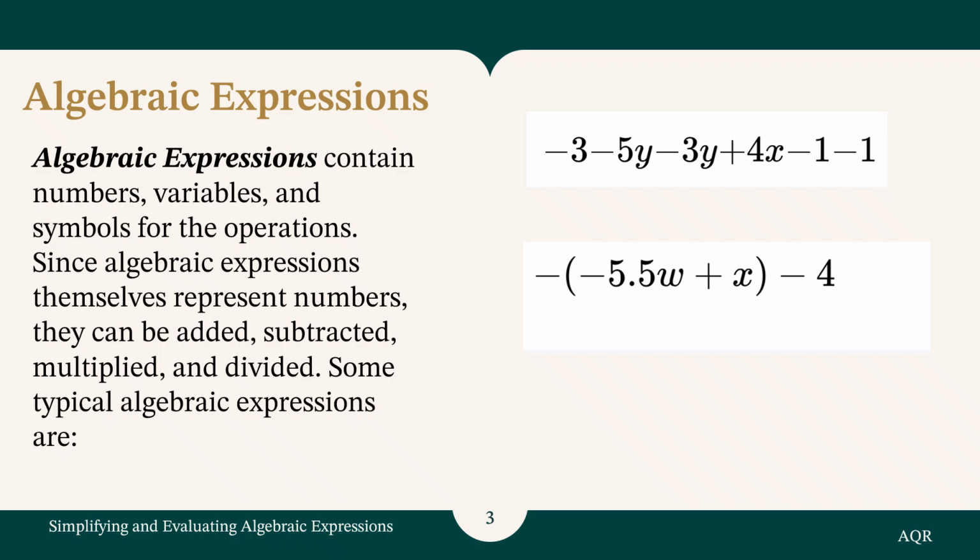Some typical algebraic expressions are, for example, -3 minus 5y minus 3y plus 4x minus 1 minus 1. And we also have negative, open parentheses, negative 5.5w plus x, close parentheses, minus 4. So these are just a few algebraic expressions.